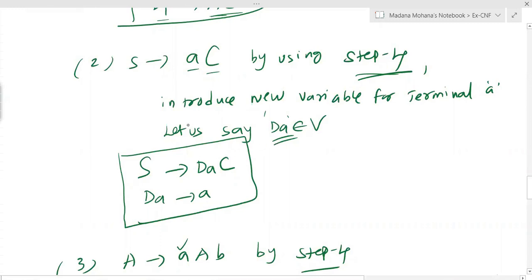Now you can substitute this here. Now S derives D suffix A C. Now you can see 2 variables, satisfying the CNF condition. Now what is DA? That is a new variable. Write its production: DA derives A. Therefore these 2 productions are in CNF. Now all S productions are converted to CNF.